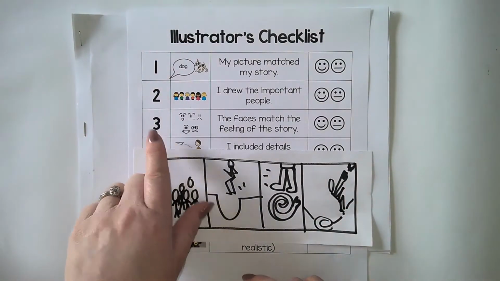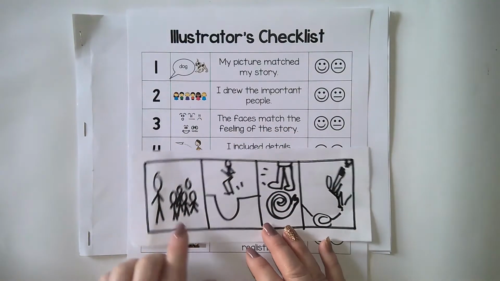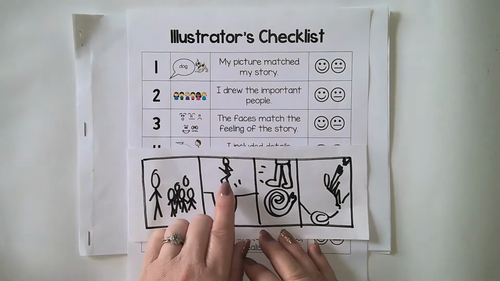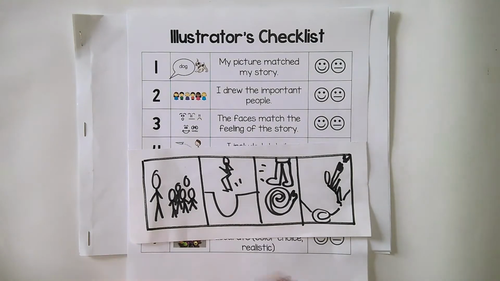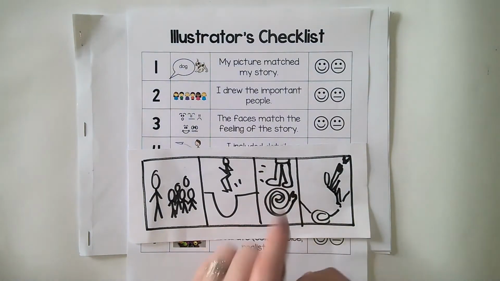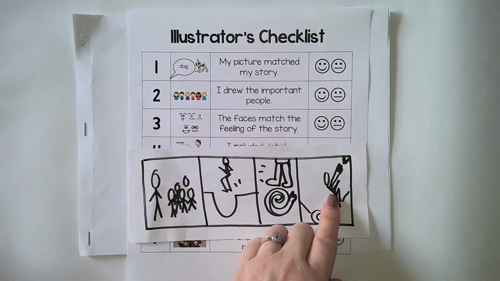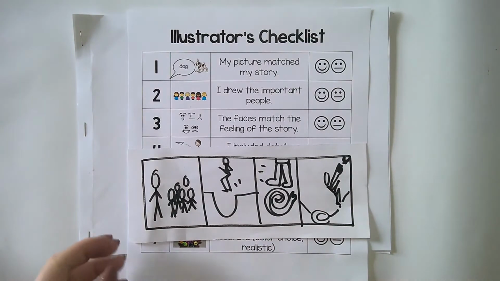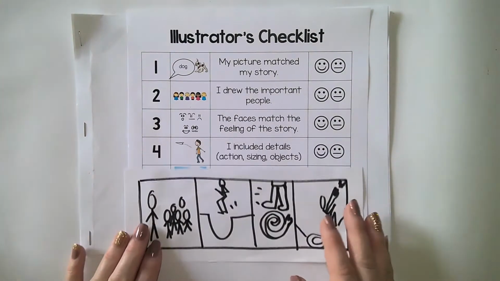Now, number 3 says the faces match the feeling of the story. So I know that I was excited here. I was super excited here when I jumped into that hole. So I want to make my face look happy in those pictures. But here I was shocked. So I'm going to have to think about how that looks when I draw a shocked look on somebody's face. And here I think I was feeling relieved because I got some help, but I was still kind of really scared until I got out of that hole. So I'm going to have to think about the emotion, the look that I want to put on those faces.